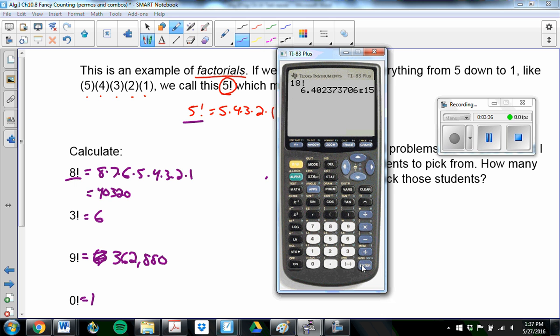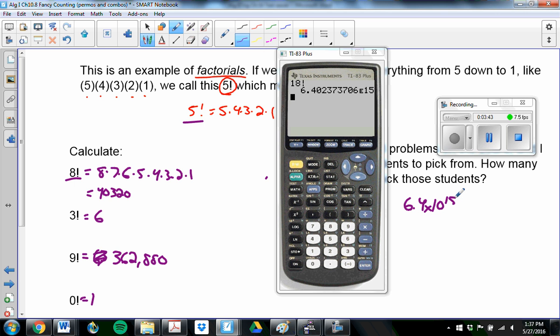18 factorial. Is this 6.4 times 10 to the 15th? A really big number. I think it's 6 quadrillion. I think that's what that is.